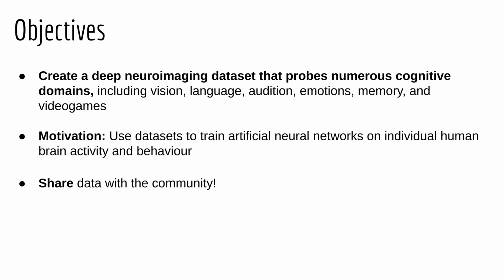So one of the objectives of the Courtois Neuromod project is to create a deep neuroimaging dataset that probes numerous cognitive domains that include vision, language, audition, emotions, memory, and video games. And the main motivation for creating this dataset is to be able to use it to train artificial neural networks on individual human brain activity and behavior. And lastly, and kind of the focus of this talk, is that we'd like to take this data and share it with the community. So I'm going to tell you more about the data itself.